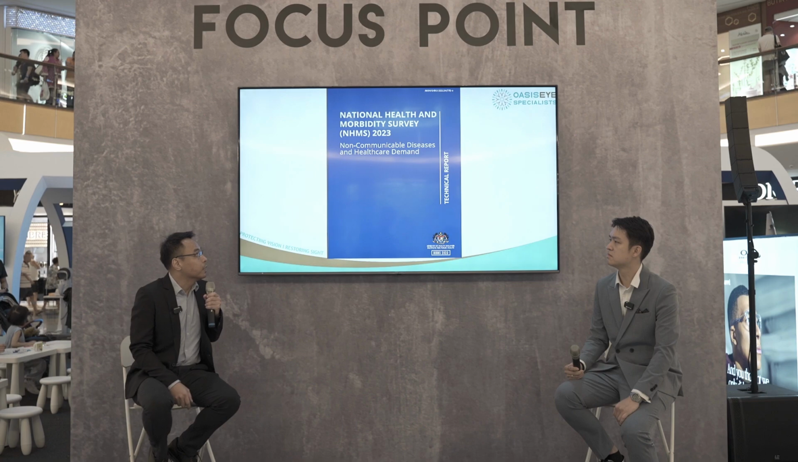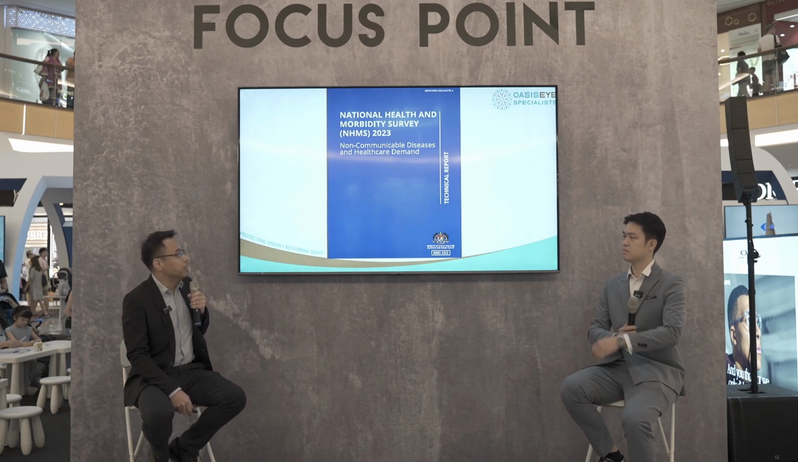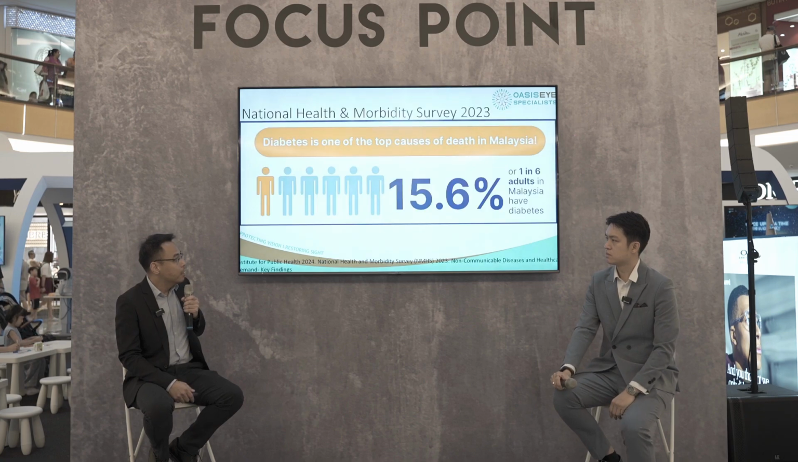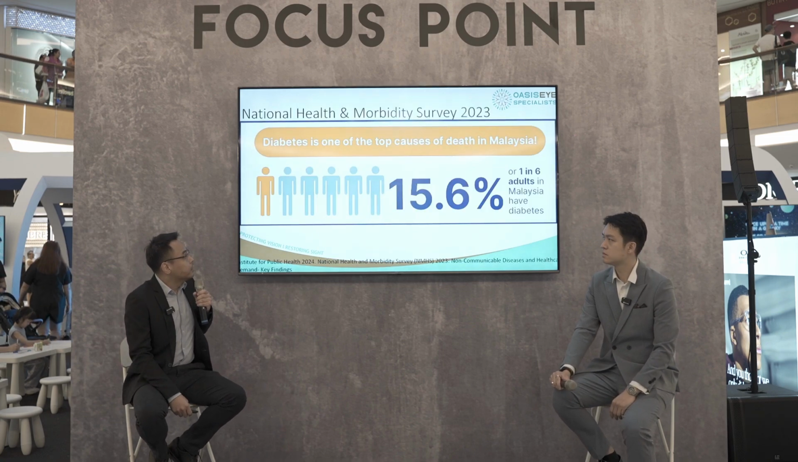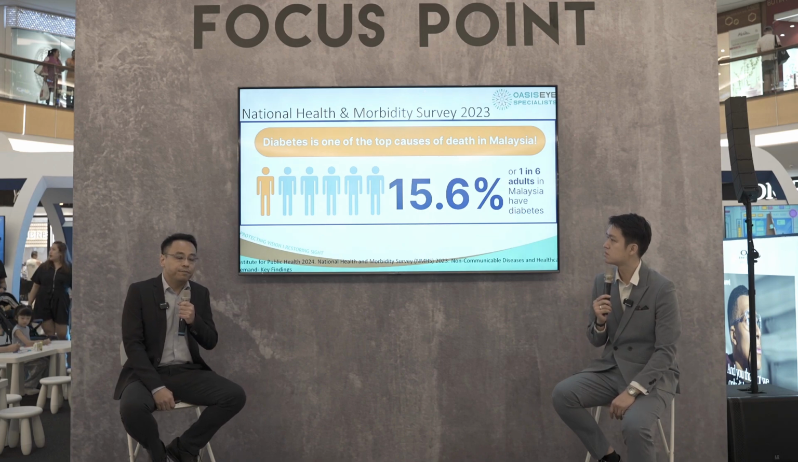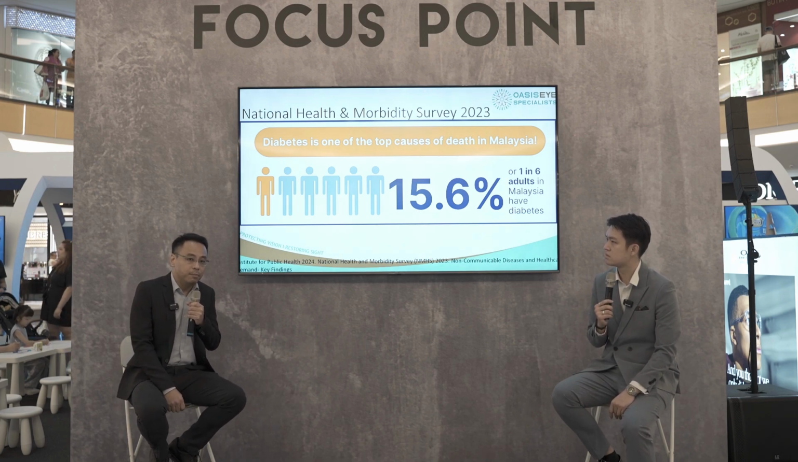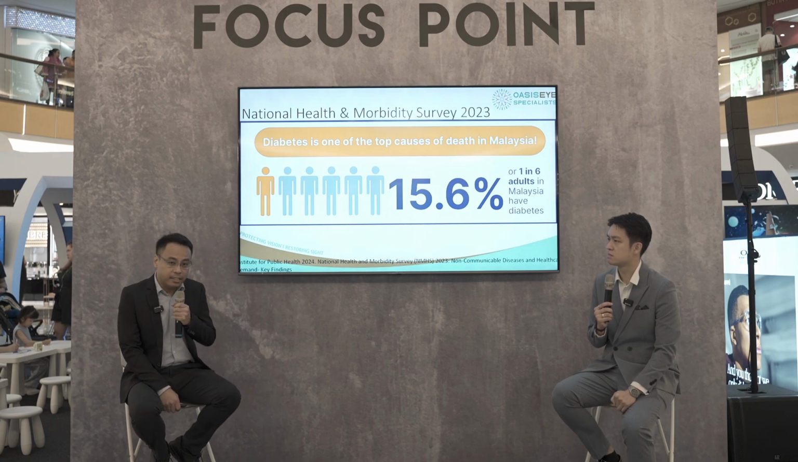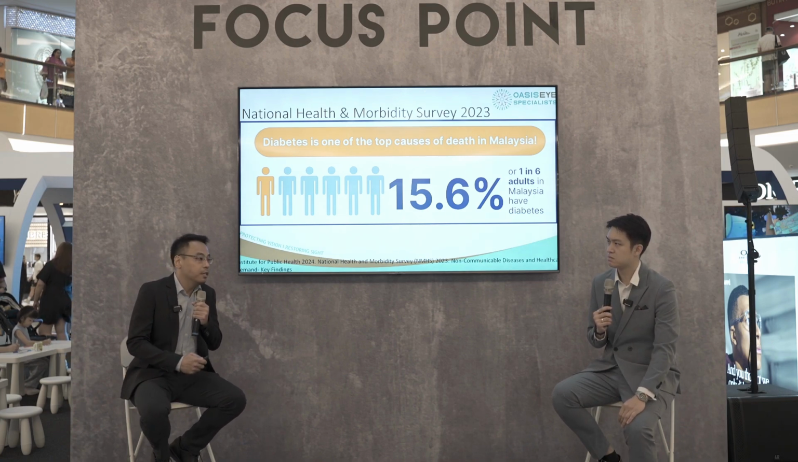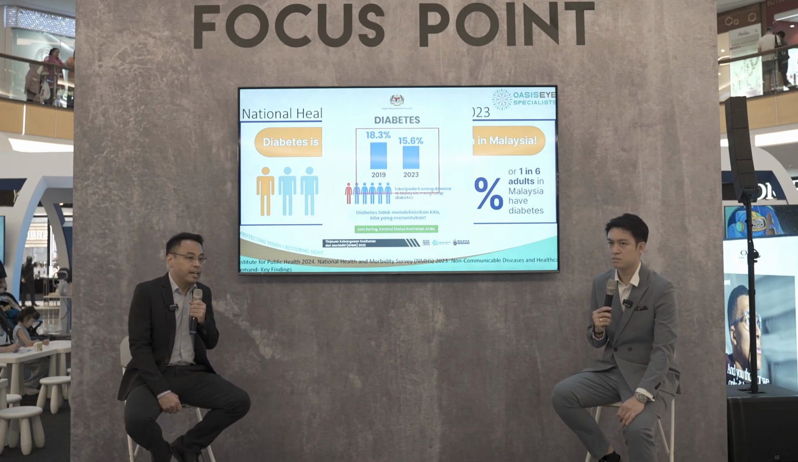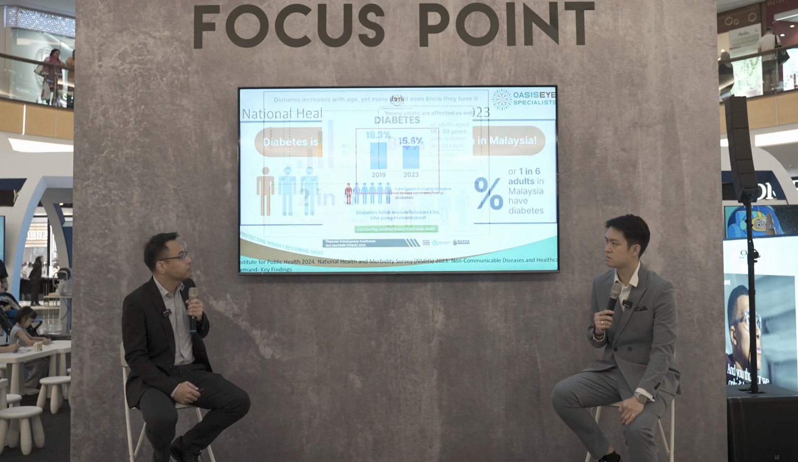According to the National Health and Morbidity Survey in 2023 in Malaysia, diabetes is one of the top causes of death in Malaysia. 15.6% of adults in Malaysia have diabetes, meaning 1 in 6 adults have diabetes. This is the data in 2023, which is a bit lower than the data in 2019.